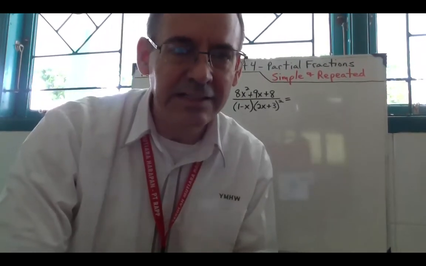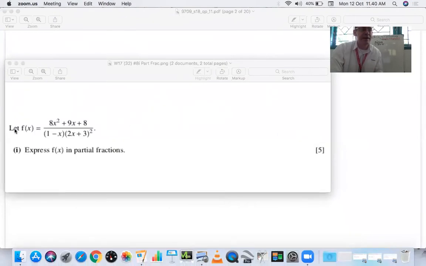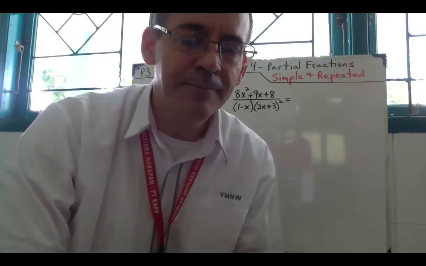Okay, let's look at our last problem for this video. Here we have let f of x equals 8x squared plus 9x plus 8 over factor of 1 minus x times 2x plus 3 squared. Again, expressed in partial fractions, and it is 5 points. Again, here is the code if you're looking for what past paper it comes from. And let's go back to the board.